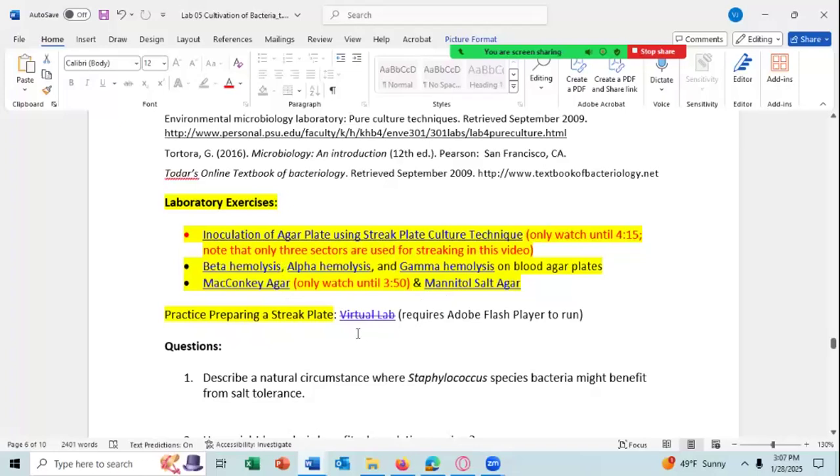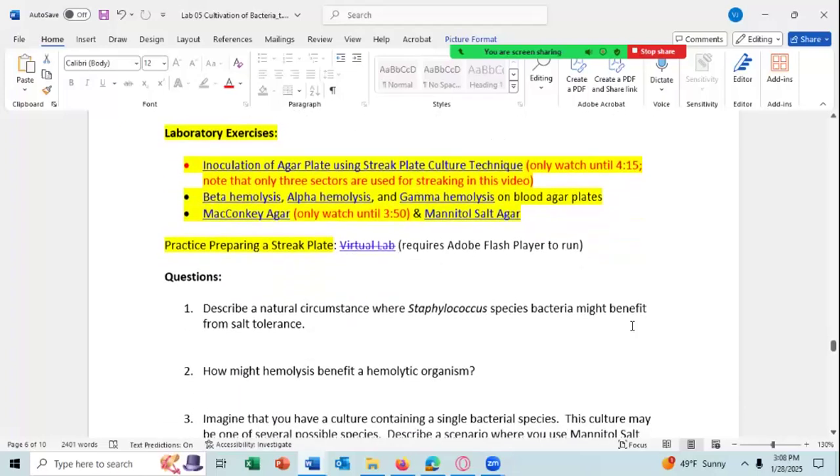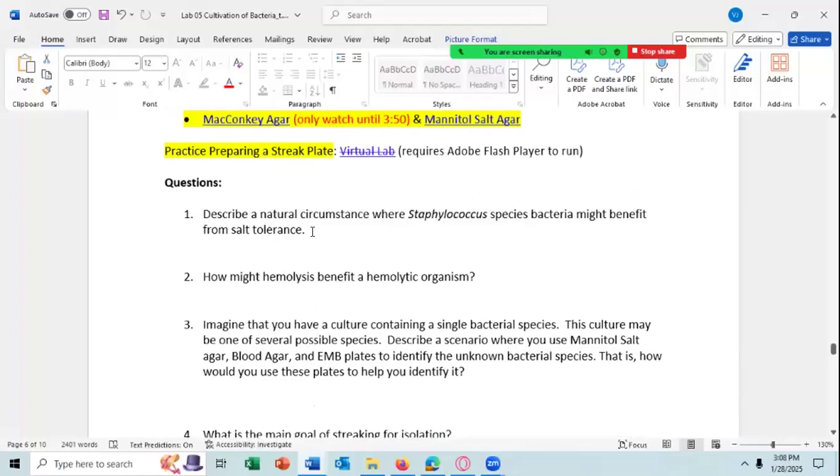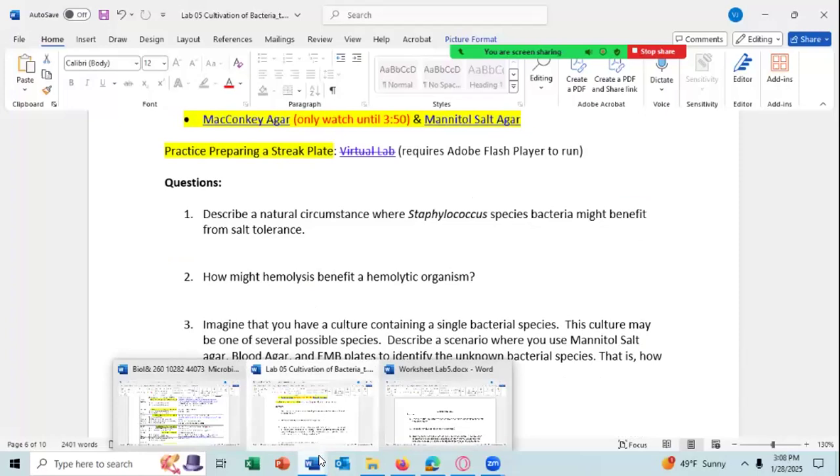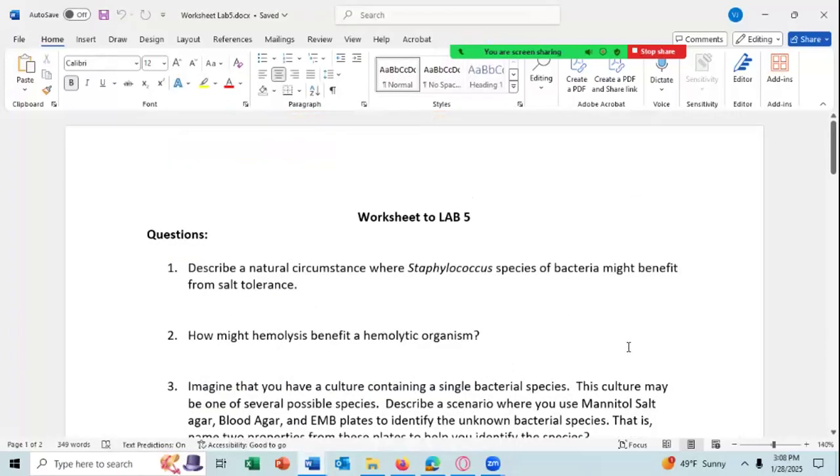We no longer have the virtual lab on practice preparing a streak plate because it required the use of Flash, and Flash is no longer running. It's no longer supported by Adobe. And so we do not have a virtual lab for this lab. All right, I think I've pulled out the questions for you. So let me go to the worksheet. I've changed some of the questions too.